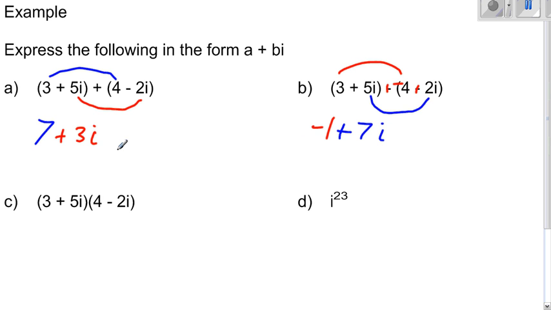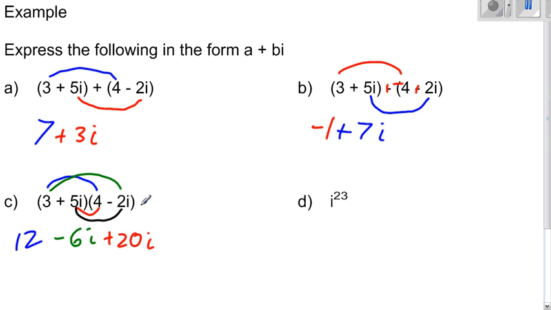For multiplying, we said it's like FOIL. So 3 times 4, you get 12. 3 times -2i is -6i. 5i times 4, 20i. And last, 5i times -2i is -10, i times i is i squared.